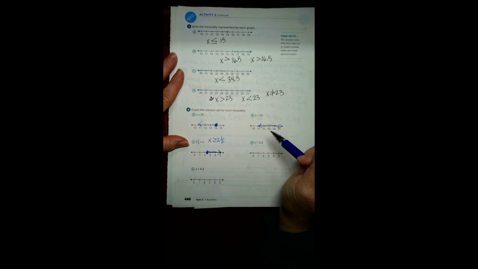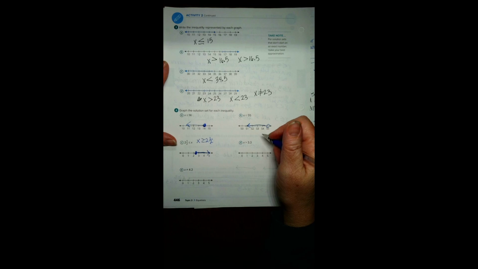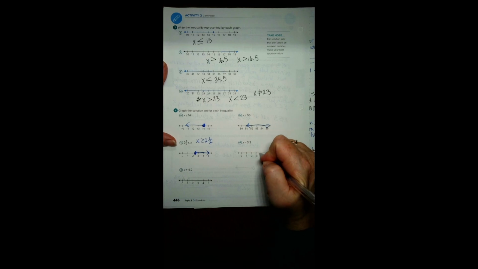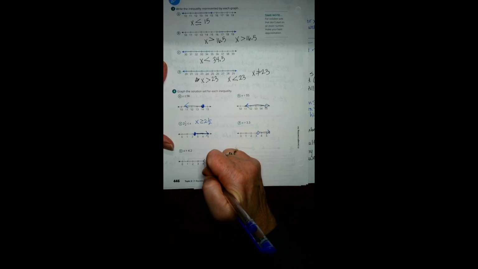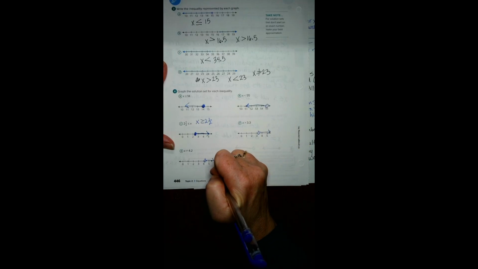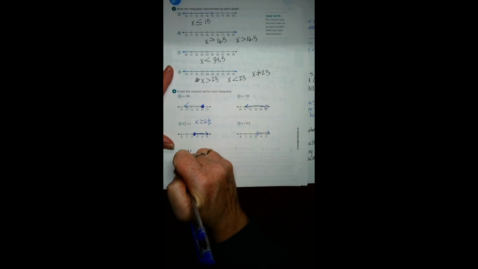Okay, and letter D, x is greater than 3 3/10, so probably about in here, going this way. And letter E, x is not 4.2, so we'll put it about there. So it could be anything this way or anything this way.